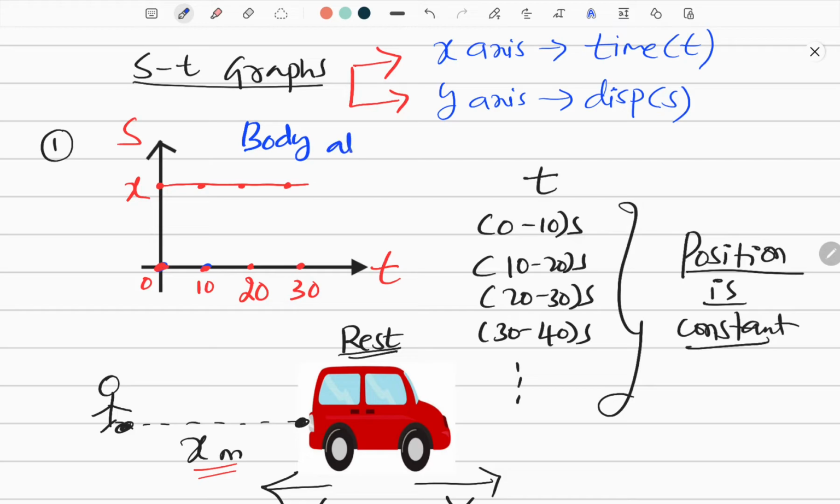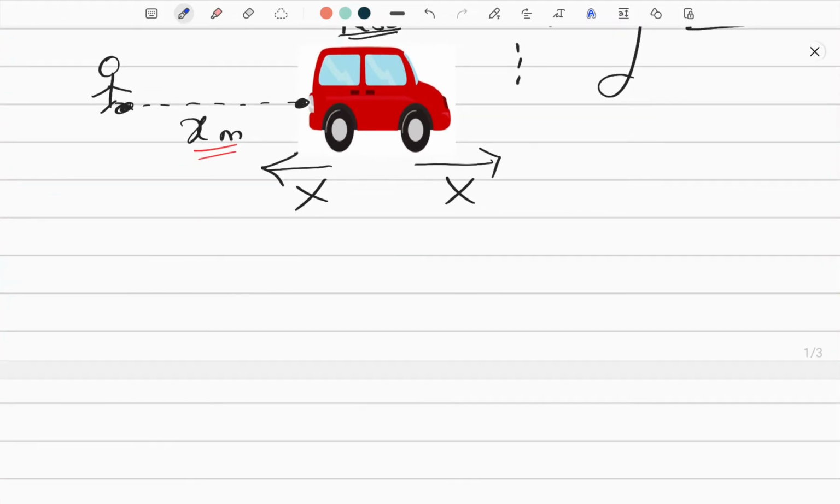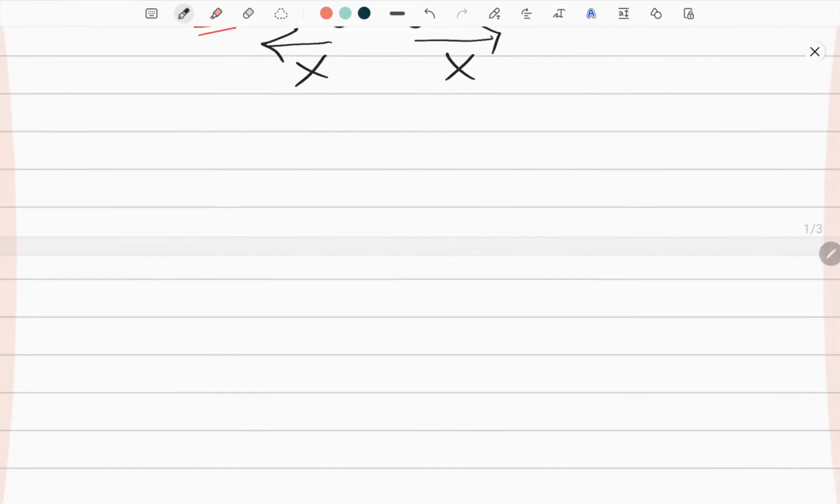Okay, if somebody asks you, draw displacement time graph for body at rest, means you should be able to draw this graph. All right, this is the first graph what we have got. All right, I hope it is clear. Let us move on to the second graph. Let us have a look at this second graph now.